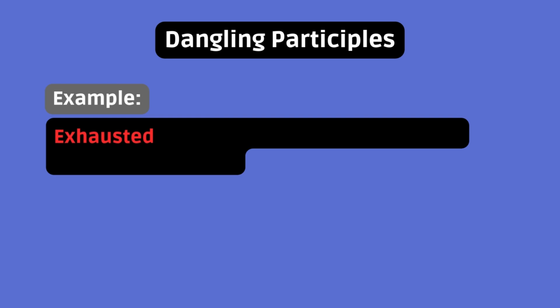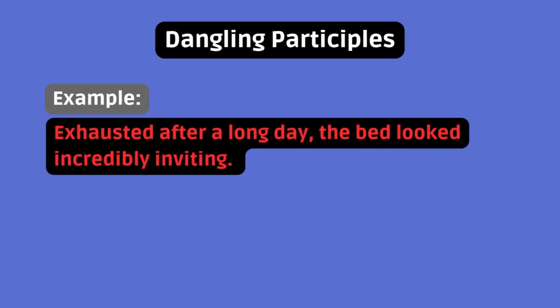Example: exhausted after a long day, the bed looked incredibly inviting. Who is exhausted? The bed? We know a bed can't be exhausted, but grammatically, this is what this sentence implies. We need to tweak it.